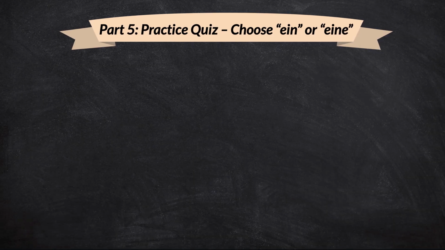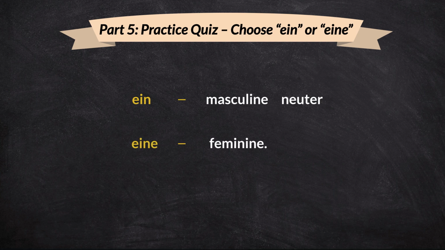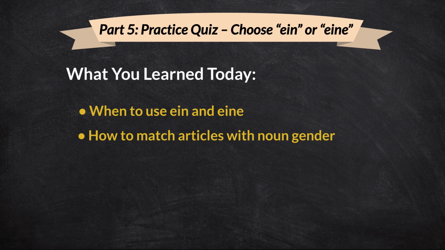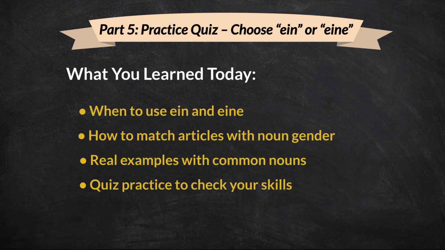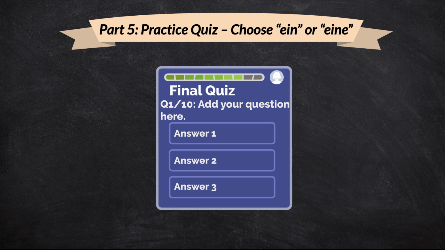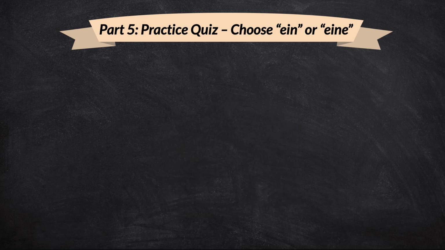Well done. The more you practice, the better you will remember which article goes with which noun. Remember, ein for masculine and neuter, eine for feminine. Great job! You have learned how to use the indefinite articles, ein and eine, in German. We saw how these articles match the gender of nouns. You practiced with real examples, and you took a short quiz to check your understanding. Now you are one step closer to speaking German more confidently.